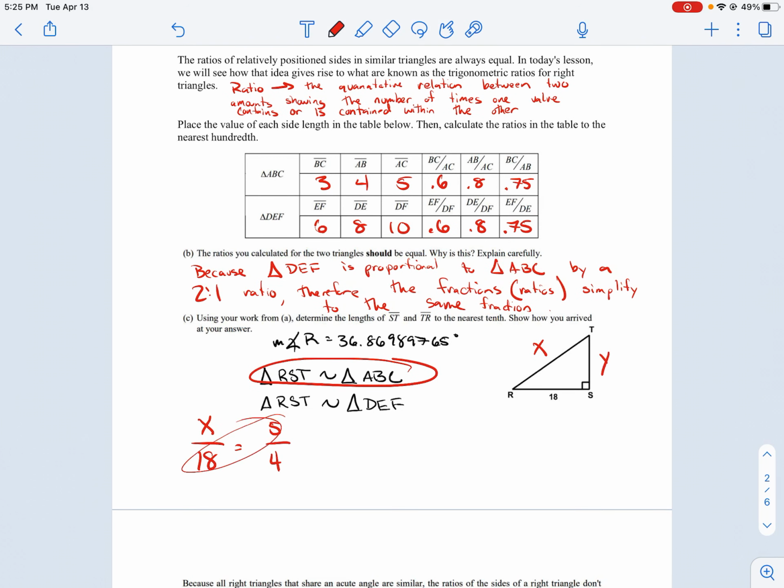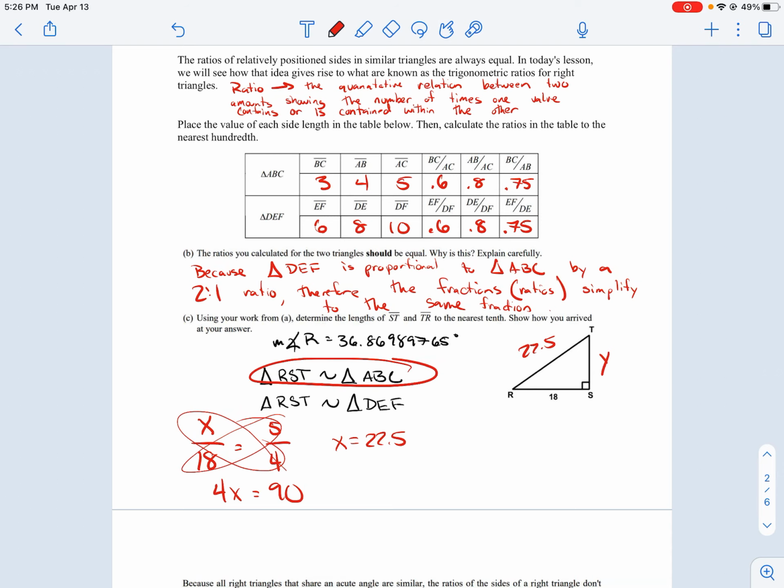So we set up that proportion, cross multiply. We get 4x is equal to, I don't know, 18 times 5 is 90. Divide that out. x is equal to 22.5. Okay? And so that's what this guy is equal to.